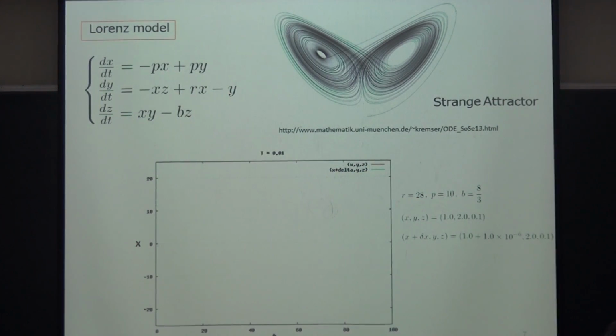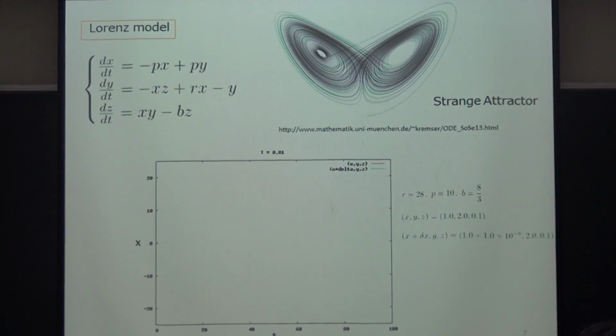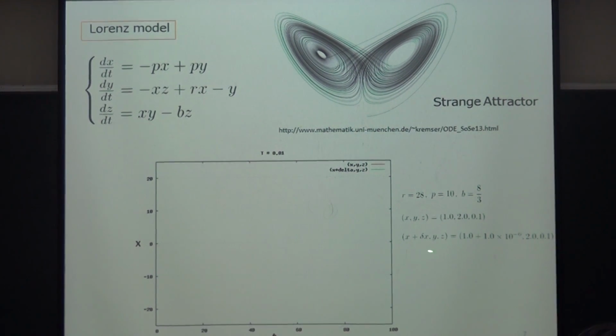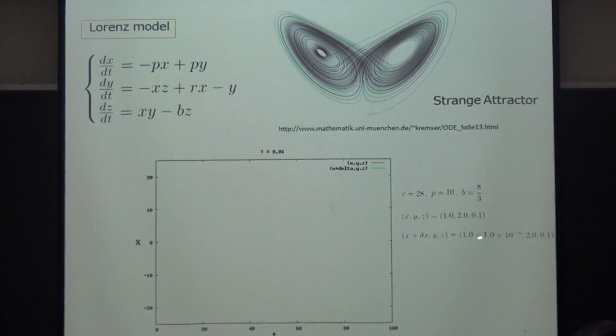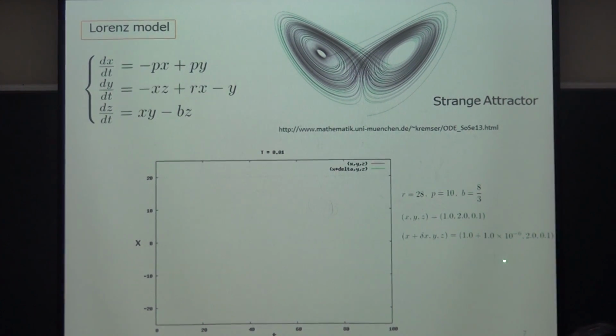Okay, and next I'd like to show you a well-known chaotic system, namely the Lorenz model, with this differential equation, and its trajectory draws this kind of strange attractor. And now I show you two trajectories. Please be careful that the difference in initial condition is only 10 to the minus 6 power.